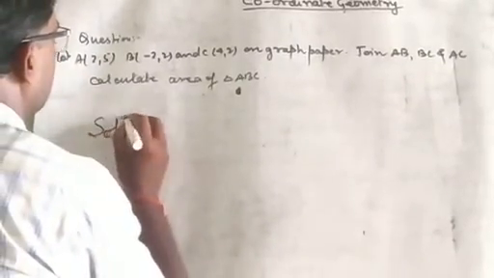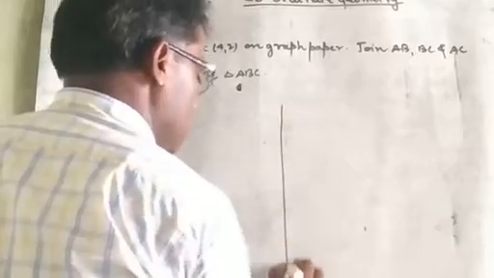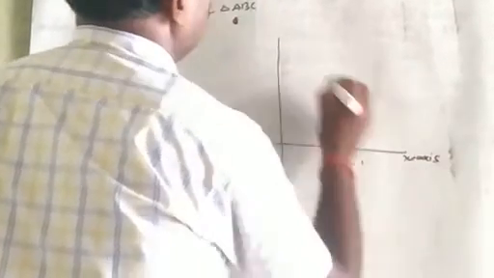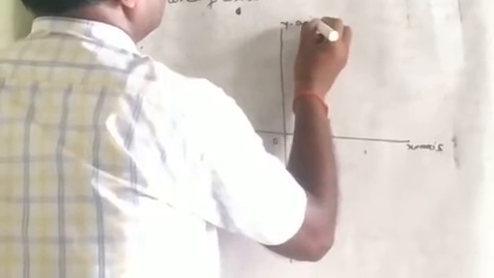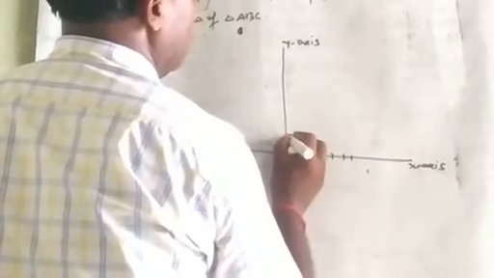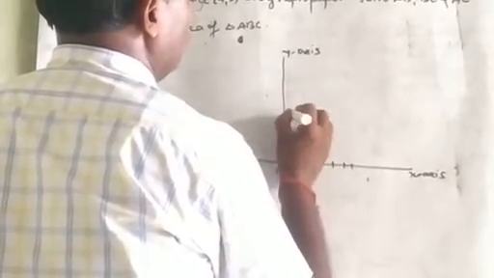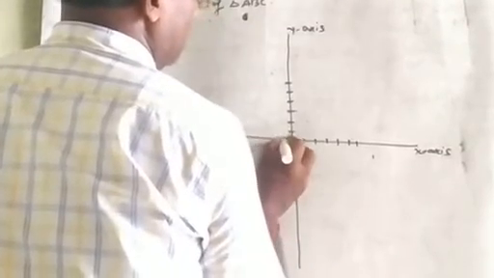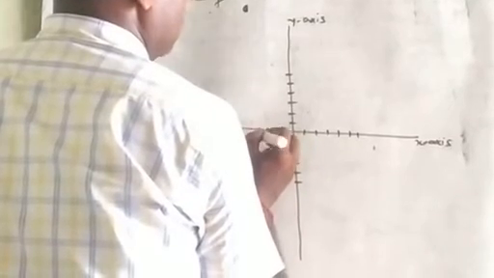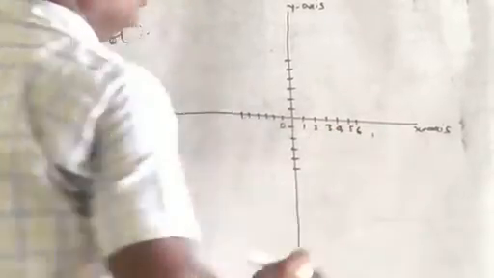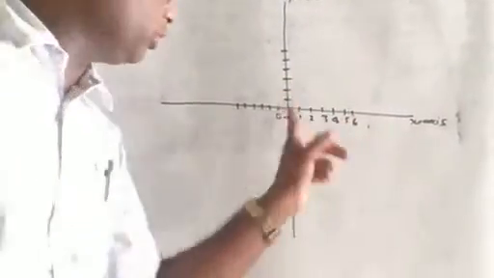Solution. First we plot the points A, B, C on graph paper. Like this one: y-axis, x-axis, origin. 1, 2, 3, 4, 5, 6 on each side. You will take equal distances. 1 square is equal to 1 unit.